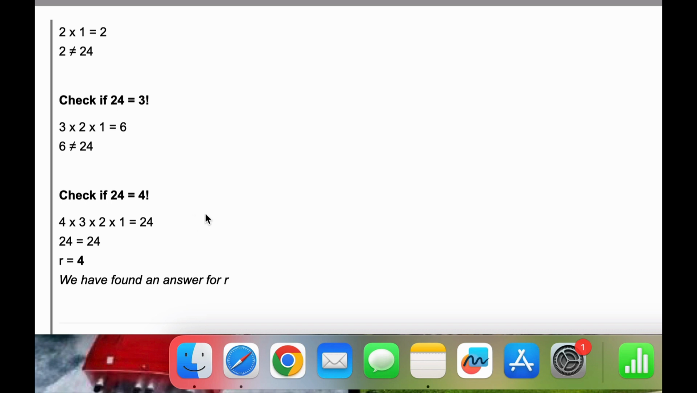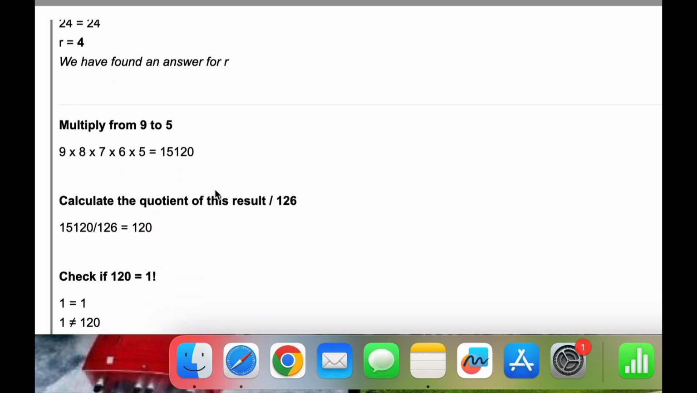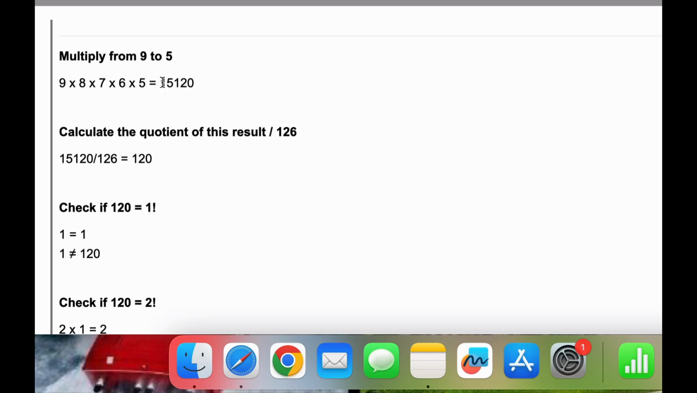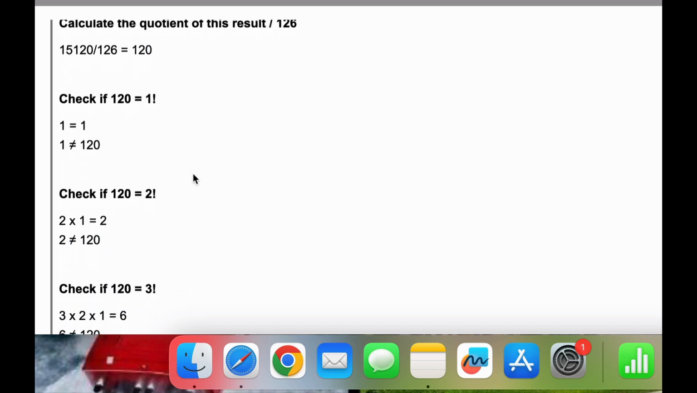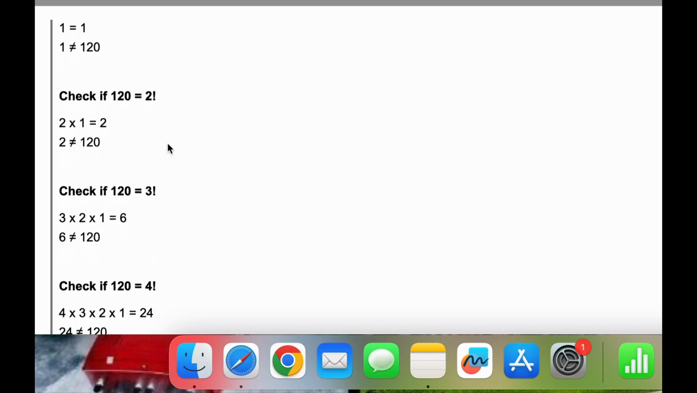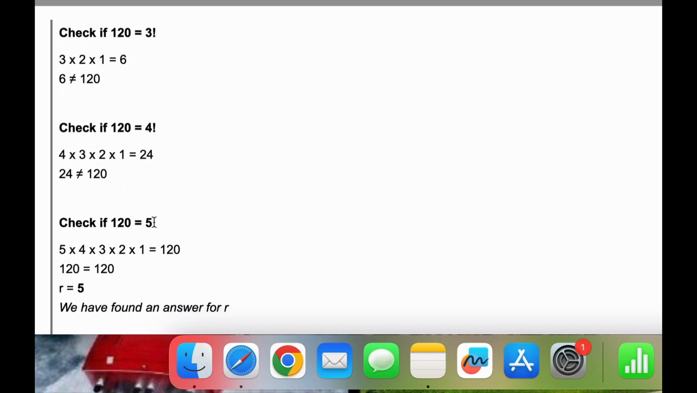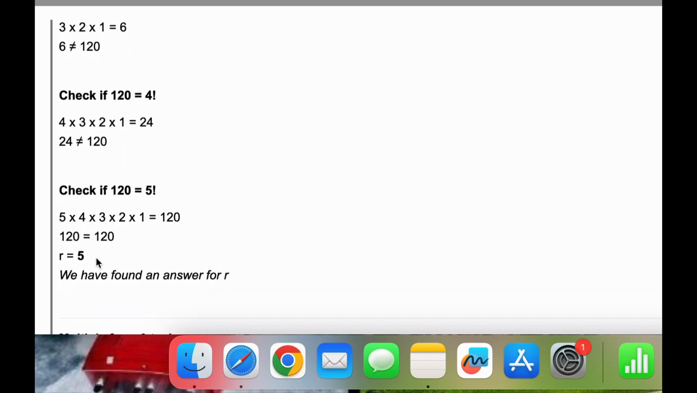The beauty of this algorithm is it will check all possible answers. So let's go ahead and repeat that step. We're going to go from 9 to 5. Take the product of the range, divide the product of the range by the combination answer, which in this problem was 126. We get 120. Is 120 a factorial? We check 1, 2, 3, 4 factorial. It's not, but 5 factorial it is. And we found another answer for r.